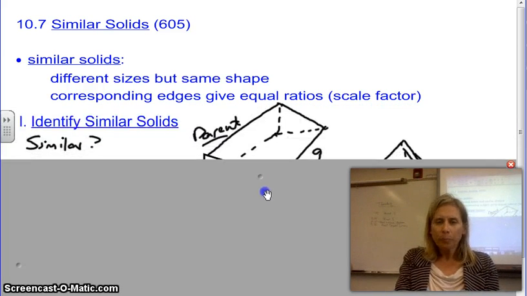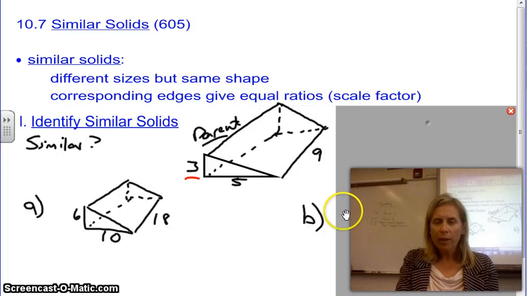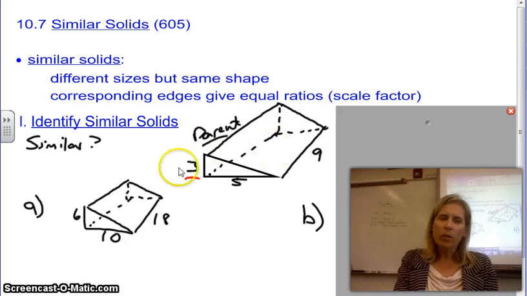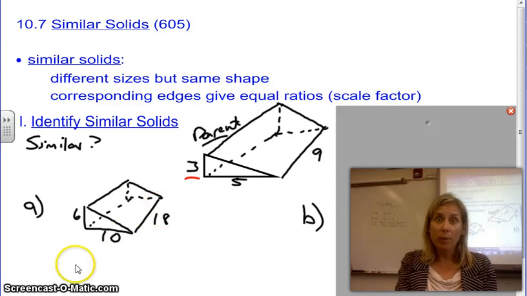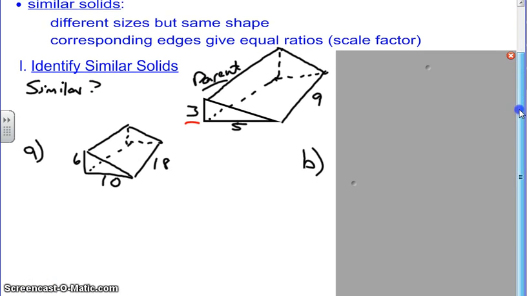So let's try this. If I have an original figure that I'm calling the parent figure, go ahead and pause the video and draw that figure, and also draw figure A. We're going to compare these two figures and see if they're similar. Okay, so the first thing we want to do is identify corresponding edges, right? And then we need to set up ratios to see if these are similar. All right, so it looks like these two figures are facing kind of the same direction in space. They're orientated the same way.